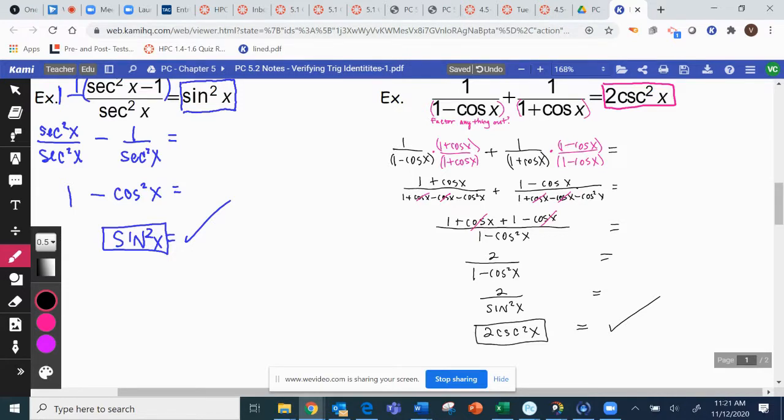So this is what verifying an identity looks like. I kind of like it. They're like little puzzles.